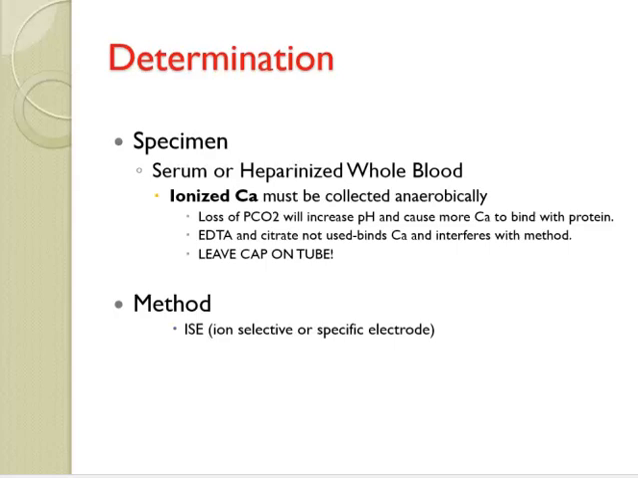Our specimen of choice for calcium is serum or heparinized whole blood. For the ionized calcium, it must be collected anaerobically. Loss of PCO2 will increase pH and cause more calcium to bind with the protein. EDTA and citrate are not used because they bind with the calcium and interfere with methodologies. We must leave the cap on the tube for our calcium samples. We use the ISE as our methodology.